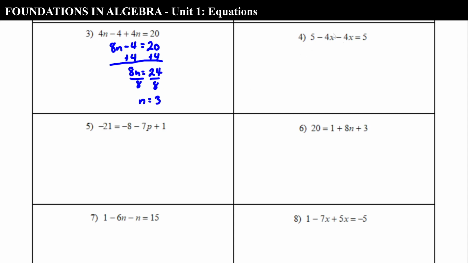For number 4, we've got combining like terms, two 4x terms, two negative 4x terms. So we're going to do negative 8x plus 5, because that's our 5 right here, equals 5. We're going to subtract 5 from each side. That leaves us with negative 8x equals 0. And yes, you can do 0 divided by negative 8. And 0 divided by anything, it's just going to give you 0.